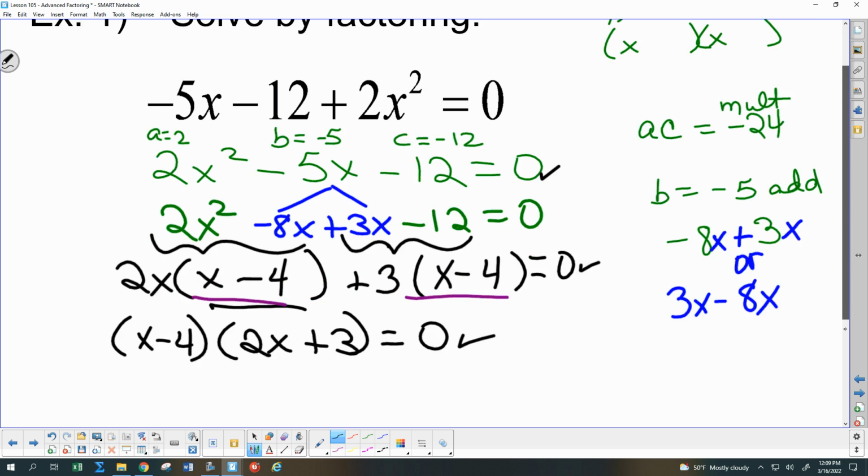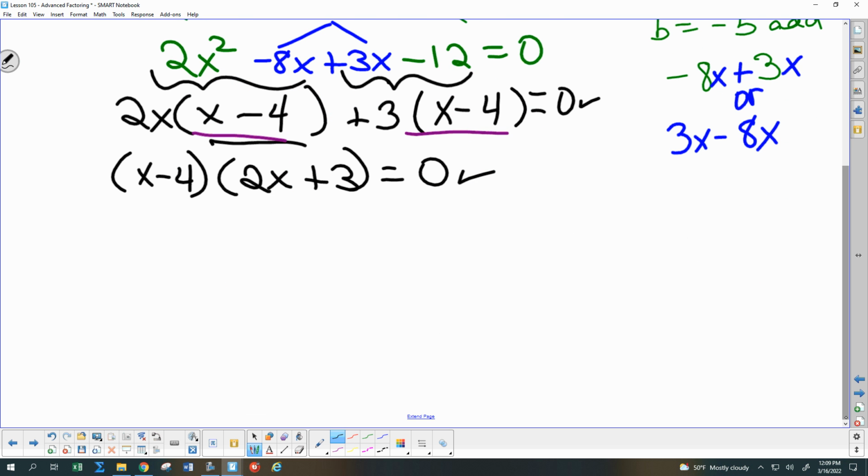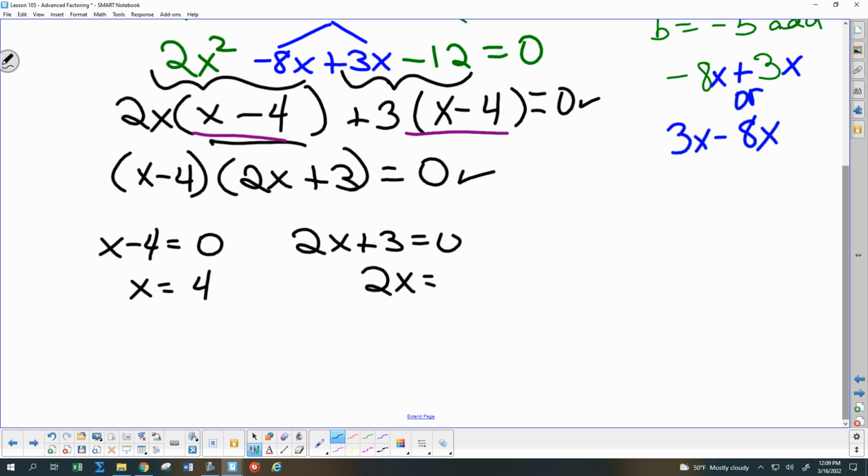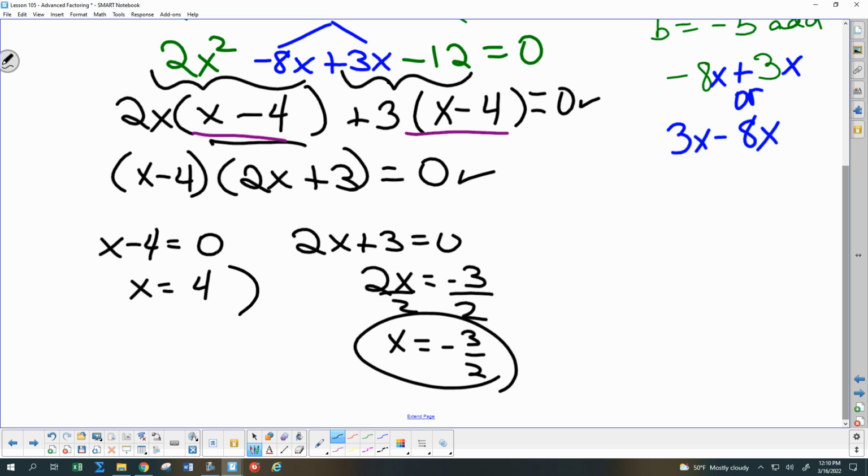Factoring only works if it's equal to 0. Once you have something factored, it means one factor is 0, the other factor could be 0. You may or may not write down the x minus 4 equals 0. You might jump straight to x equals 4 because that one's pretty easy to see. With the second one, you probably at least want to write down 2x is negative 3, and then divide both sides by 2, so that you end up with two answers. X is 4, x is negative 3/2.